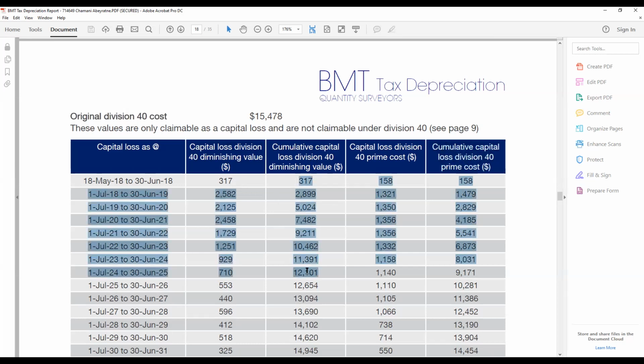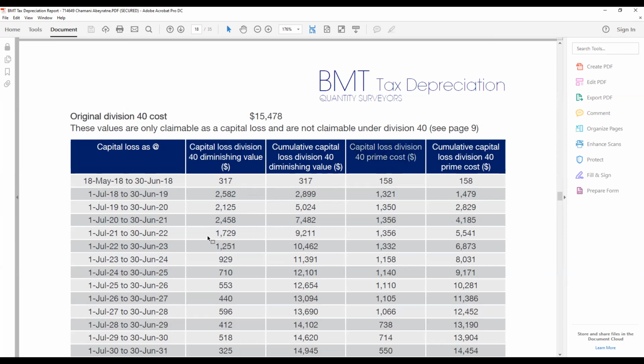So we do not use this one. We do not use this column. We use this column, or your capital prime cost column. The other one is showing the running balance. So what is that? 317 plus this much here. So we are not going to use that column. We're going to use this column or this column.